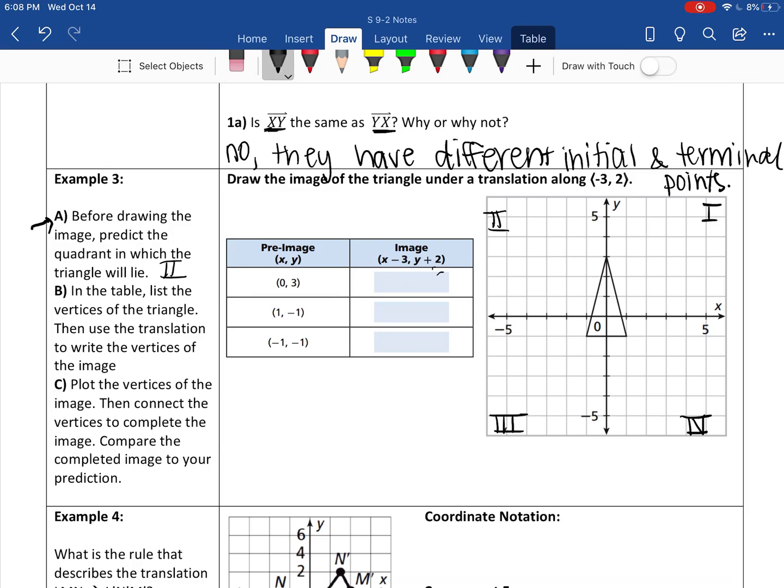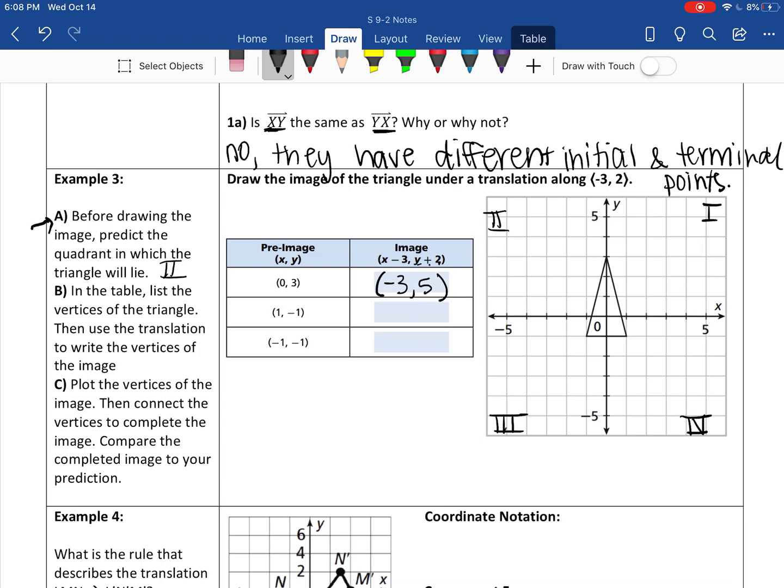Now what we're going to do is in the table, I'm going to go ahead and translate it. So again, when you do a translation, all you're going to do is take your x value, plug it in for x, take your y value, plug it in for y, and solve. So first, we have 0 for our x. So 0 minus 3 gives me a negative 3. And then you have 3 for your y, so 3 plus 2 gives me 5. So that's 1 point.